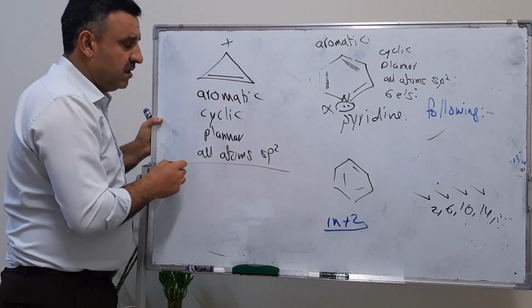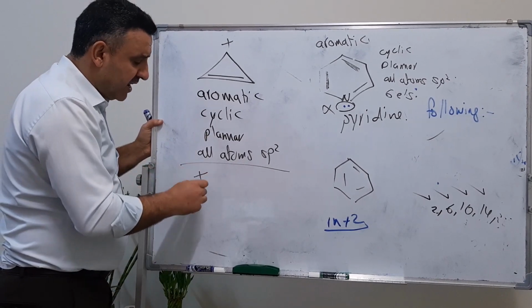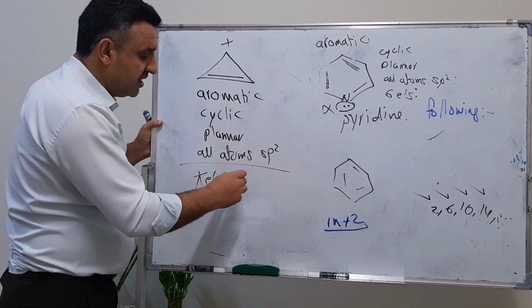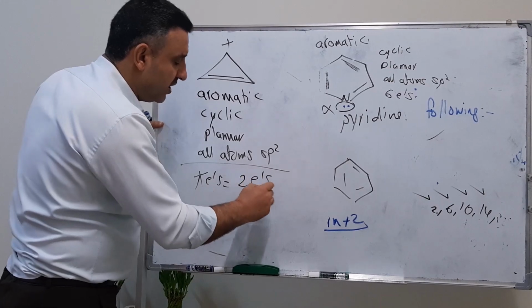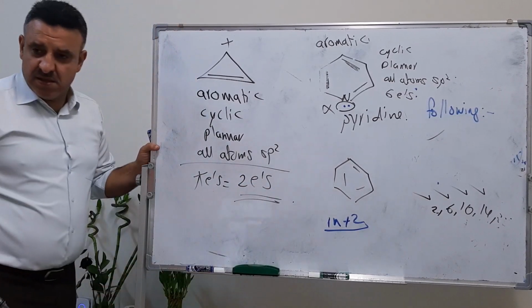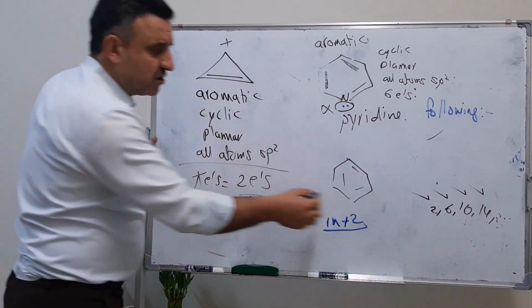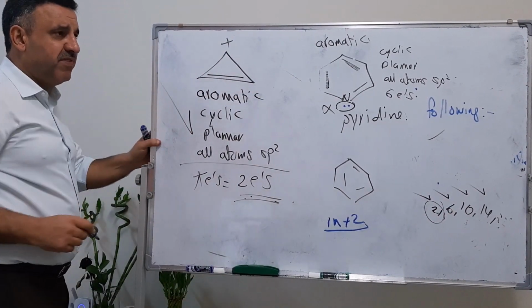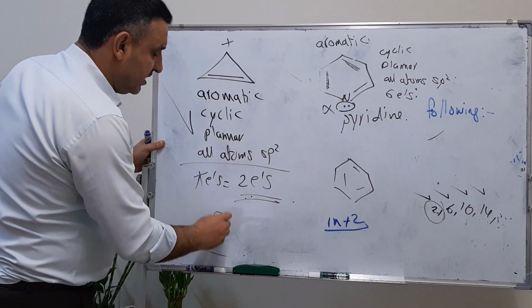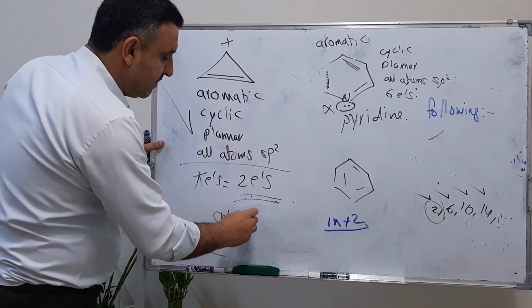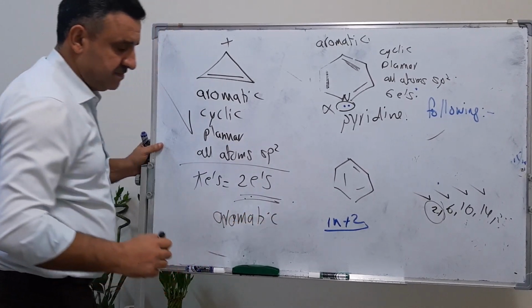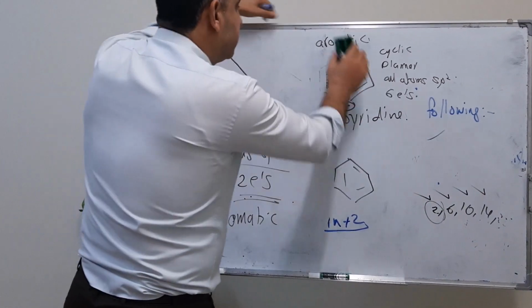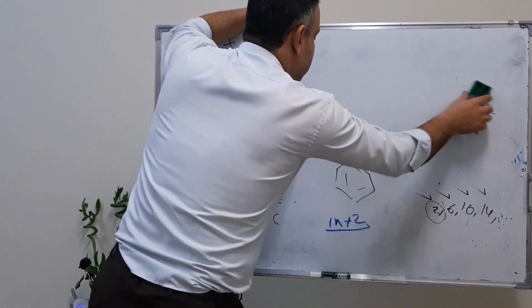You follow me? Then the number of pi electrons, how many pi electrons? It has 2 electrons only. You follow me? So the 2 electrons is part of Huckel's rule. Therefore, this fulfills the requirement of aromaticity, so we call this an aromatic compound. You follow me? Now, let me give you more examples.